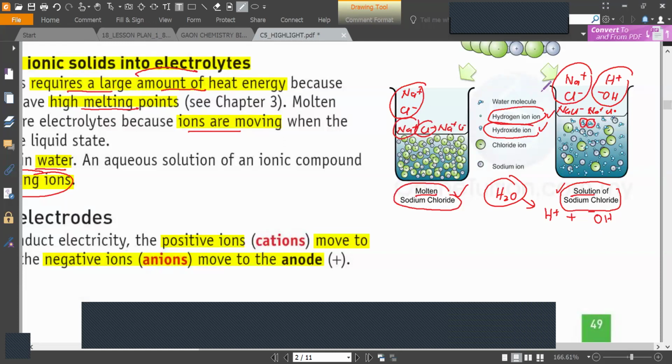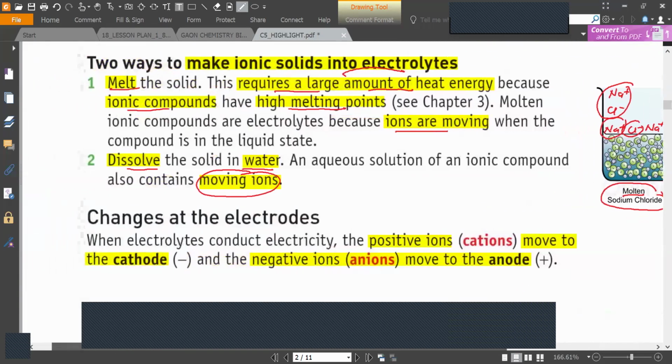Both can be used as electrolytes, depending on the situation. Okay, next. Electrodes.